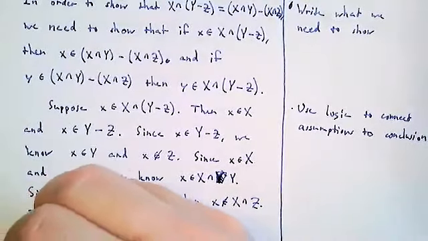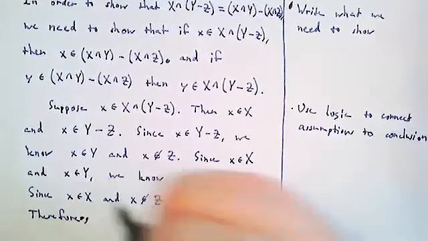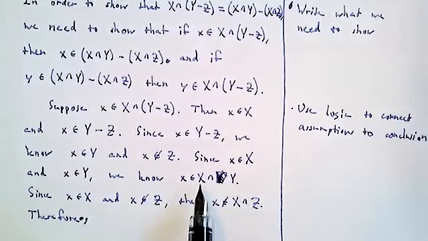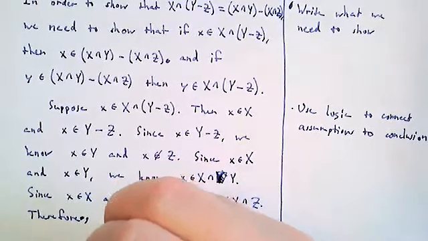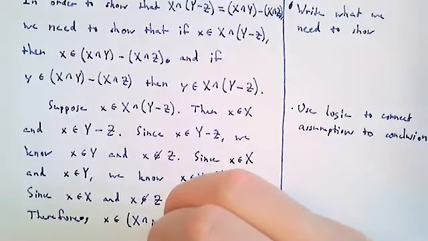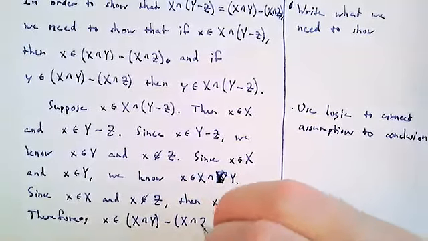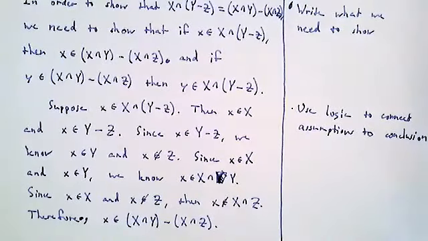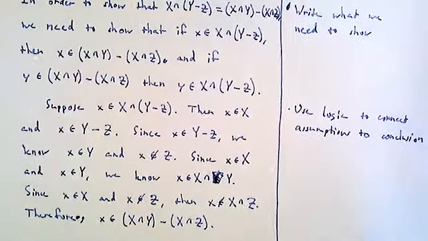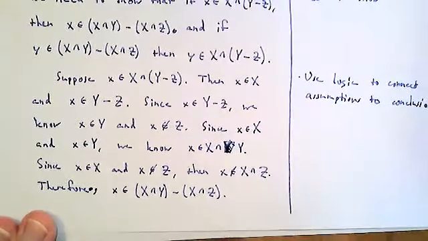And then we can conclude that since x is in the intersection of X and Y, and x is not in the intersection of X and Z, then it is in the right side. x is an element of capital X intersect Y minus capital X intersect Z. Okay, so that's half of the proof.